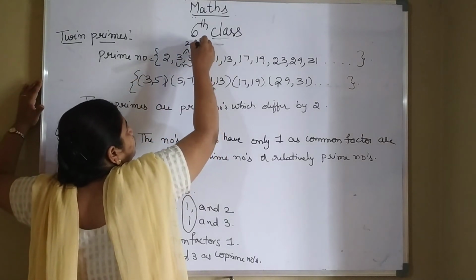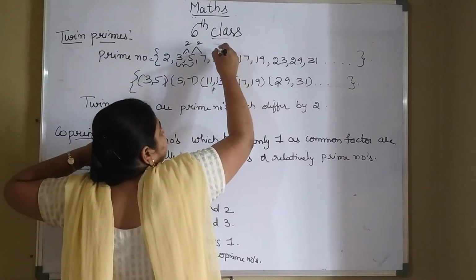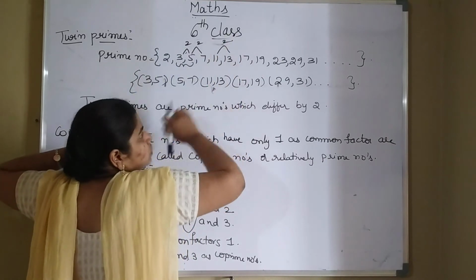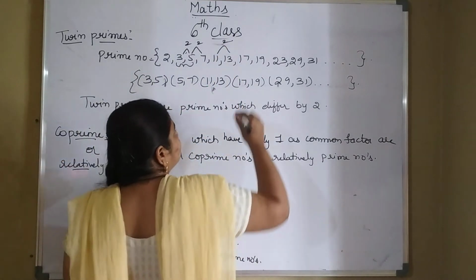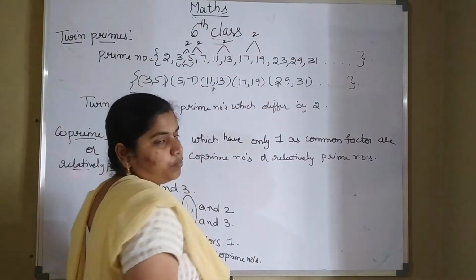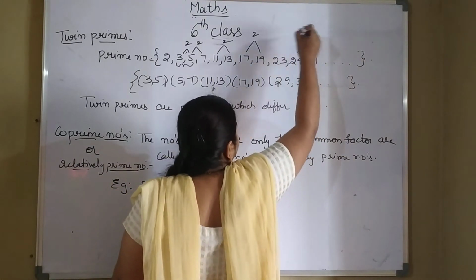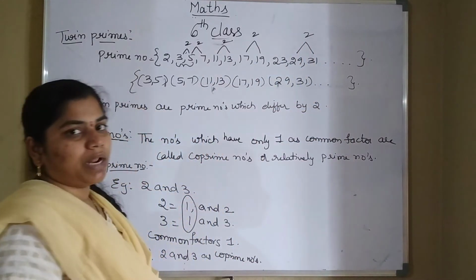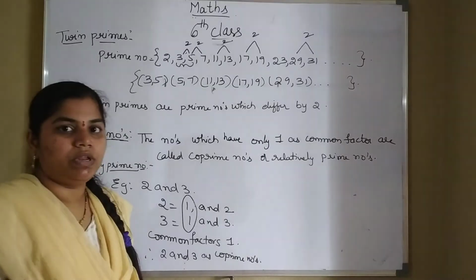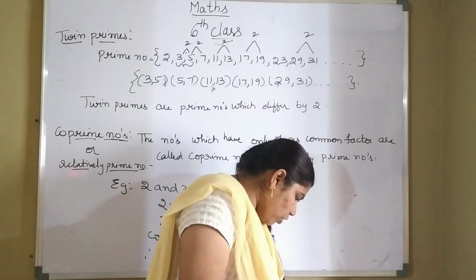Again, the difference of these two is 2. 5, 7 is also a twin prime pair. Next, these two, 11 and 13. 13 minus 11 is 2. So these two are twin prime numbers. In the same way, 17 and 19. Difference is 2. So these two are twin prime numbers. In the same way, 29 and 31, difference is 2. So they are twin prime numbers. Like this, how many twin prime numbers are there? Infinite number of twin prime numbers are there. Okay. So with this, our topics are completed.